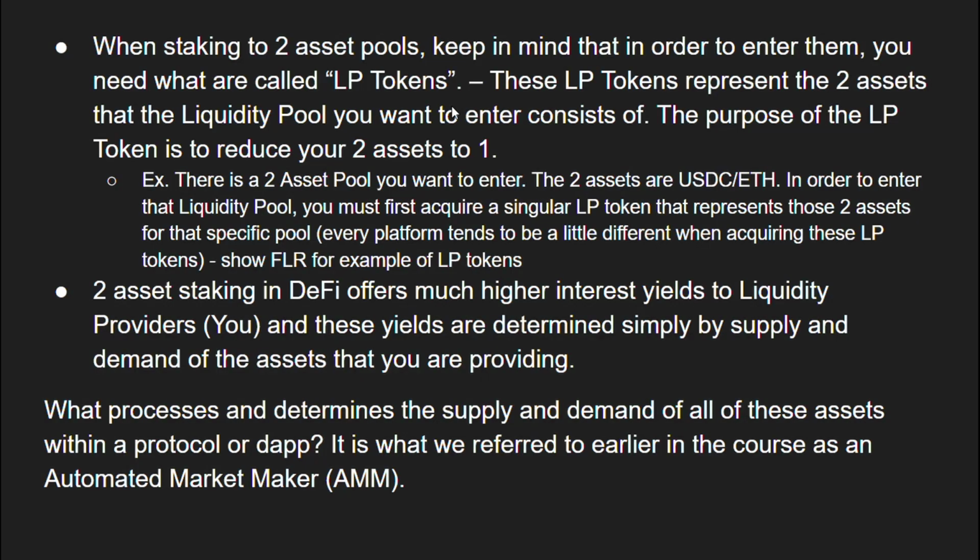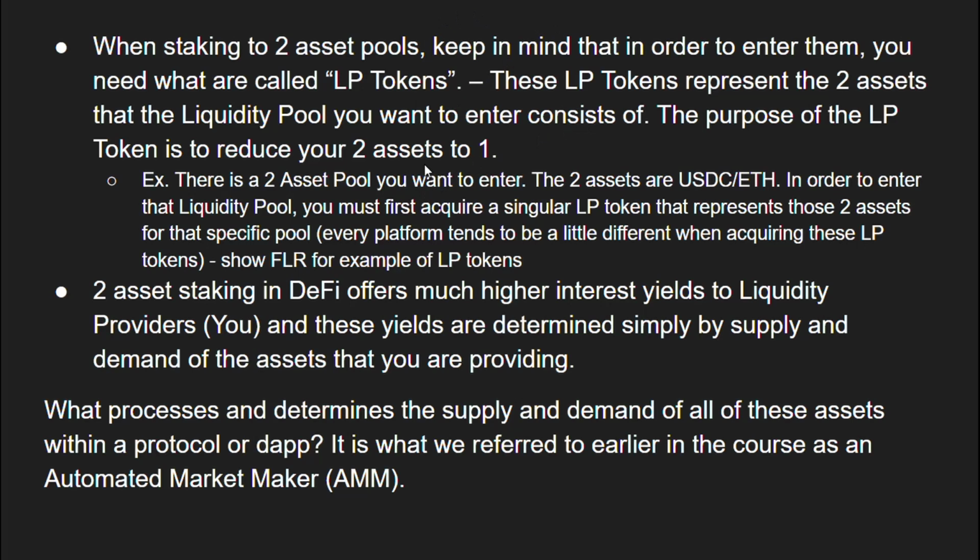When staking to two asset pools, keep in mind that in order to enter them, you need what are called LP tokens, or liquidity pool tokens. These liquidity pool tokens represent the two assets that the liquidity pool you want to enter consists of. The purpose of the LP token is to reduce your two assets to one. So basically you're taking your two assets and reducing them down to one so you can enter this pool. The majority of pools work this way. The ones that I have found and used work this way.